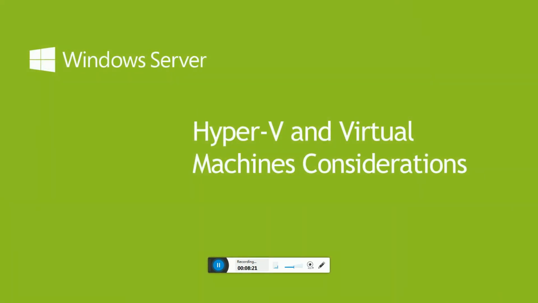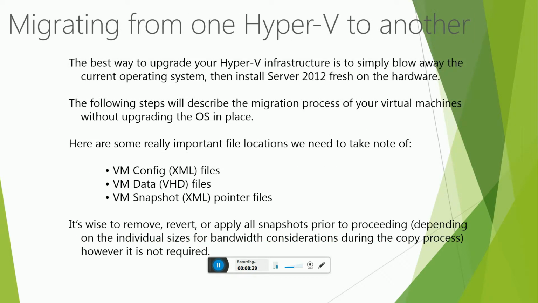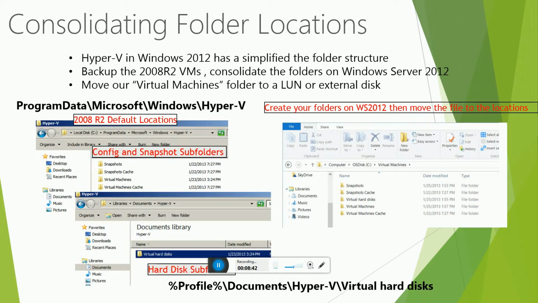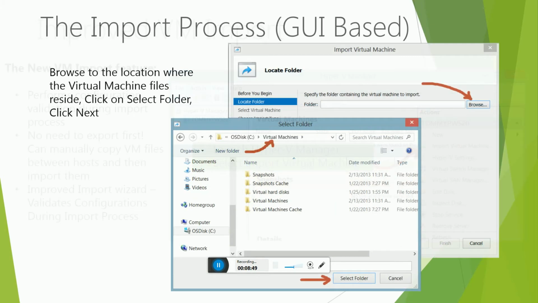Hyper-V and virtual machine considerations. Hyper-V migration compatibility scenario: migration from one Hyper-V host to another. The VM config XML files, VM data VHD files, VM snapshot XML files, and consolidated folder locations. Improved VM import process, GUI based.